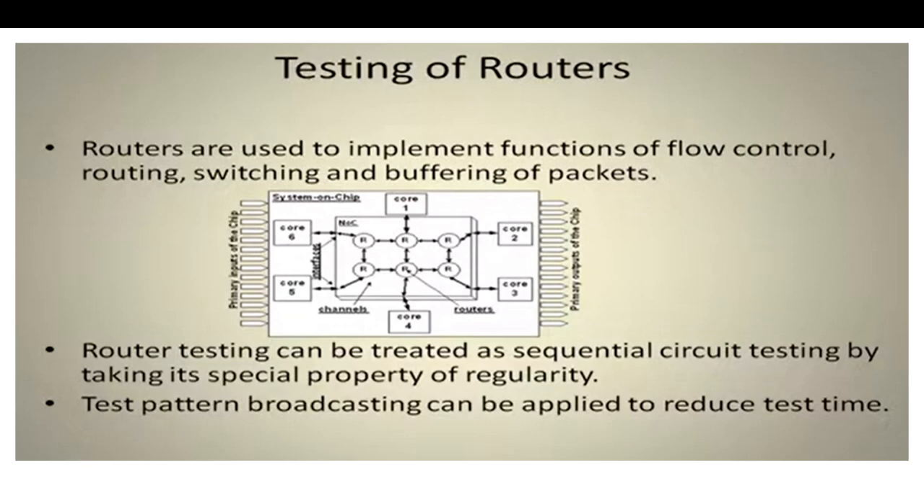So testing of routers. Routers are used to implement functions of flow control, routing, switching, and buffering of packets. So routers have a good amount of logic. But one thing is that all routers are similar. So router testing can be treated as sequential testing by taking its special property of regularity, because all routers are similar. Test pattern broadcasting can be applied to reduce the testing.